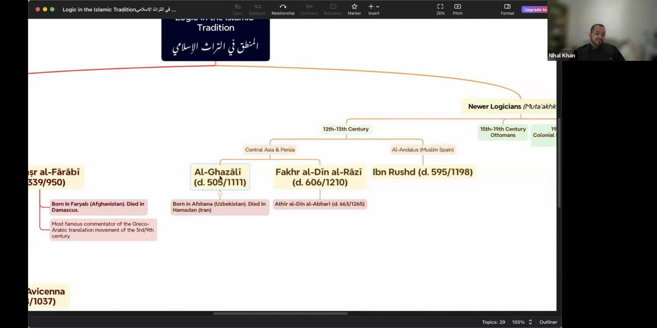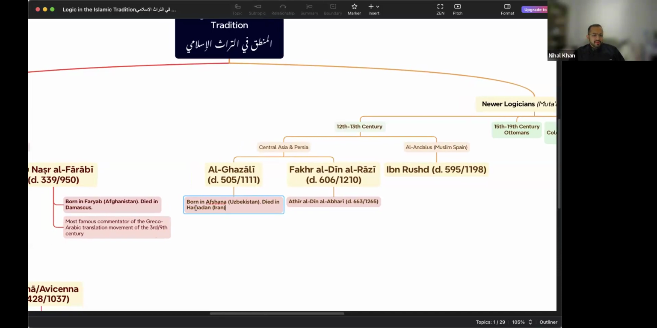So the most famous of these people is, for example, Al-Ghazali, Abu Hamid Al-Ghazali, who was born in modern-day Uzbekistan, and he didn't die in Hamdan, actually. I think he died in Tus. He's buried in Tus, so maybe he died there. So this is in the year 1111.